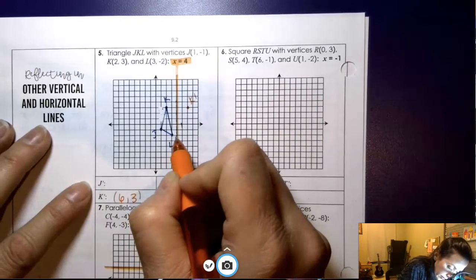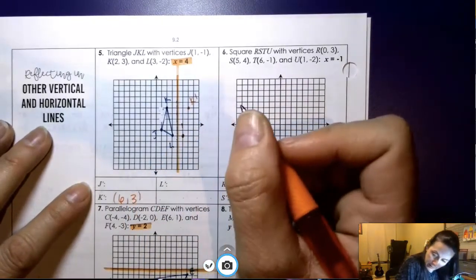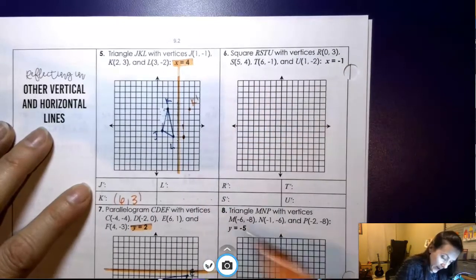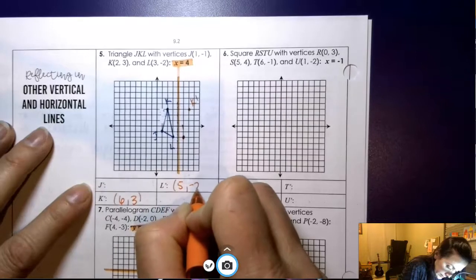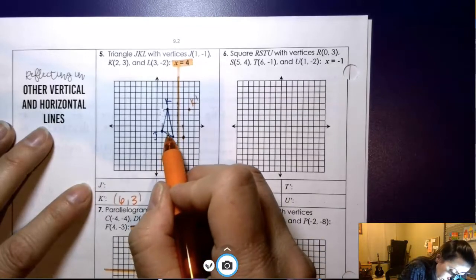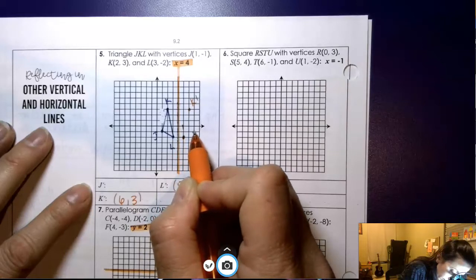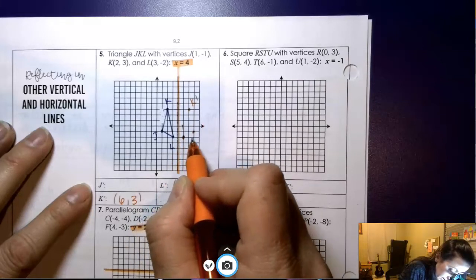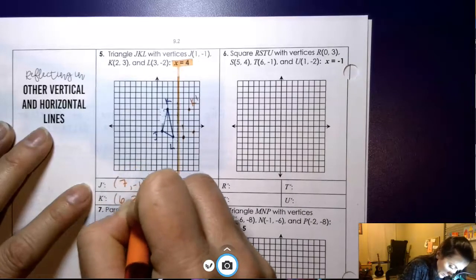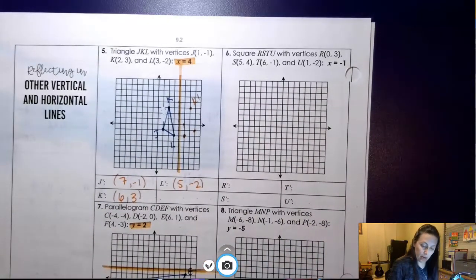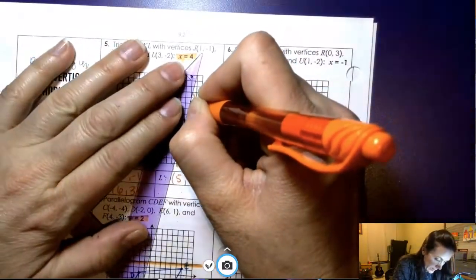L is going to be 1. L is at 5, negative 2. And then J will be 1, 2, 3, 1, 2, 3. 3, 5, 6, 7, down 1. And there we go. This is our new triangle at this location.